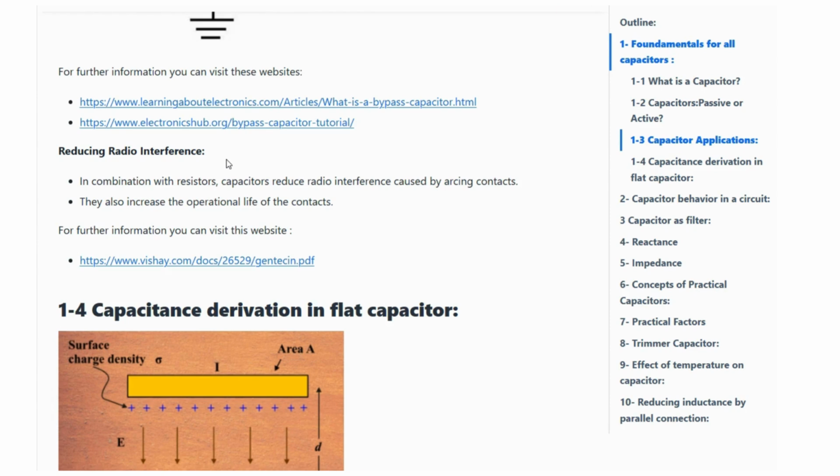Arcing contacts can create unwanted electrical noise and interference, which can disrupt radio signals. But capacitors and resistors can work together to reduce this interference. The role of the capacitor is that it can help to filter out high frequency noise generated by arcing contacts and smooth the electrical signal. The role of resistors is that they limit the current flow and help dissipate the energy from the noise.